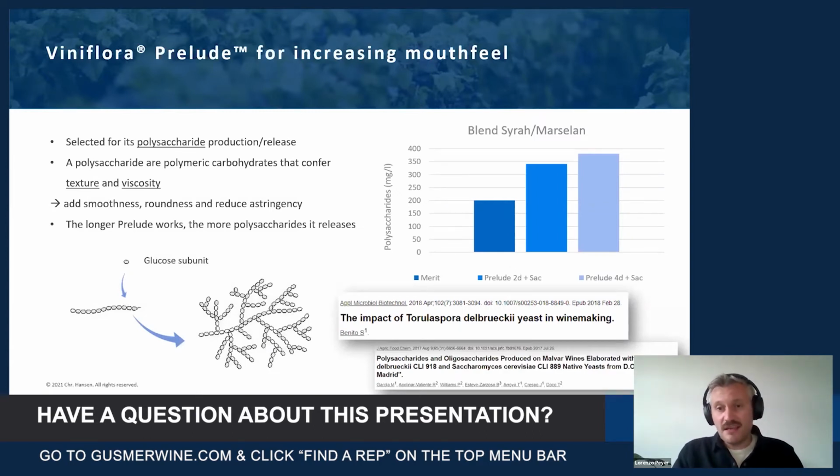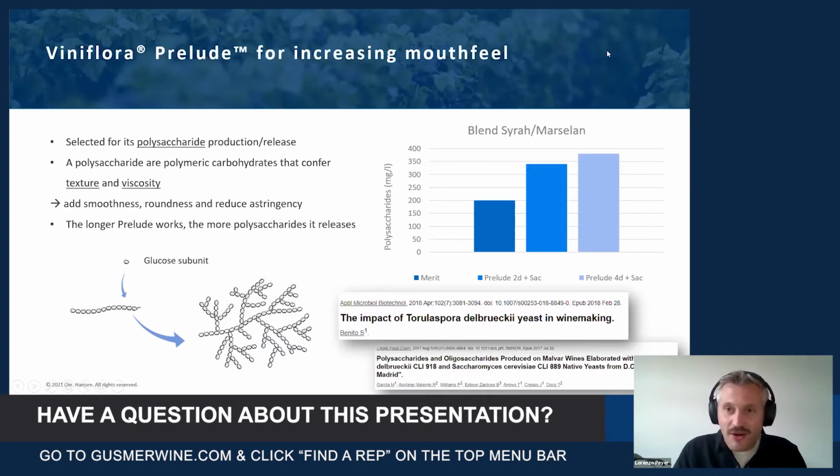Prelude is very good in releasing polysaccharides called mannoproteins. And this is linked to the effects of a strain-based feature: this Torulaspora delbrueckii strain releases these mannoproteins throughout the growth while budding, so by creating new daughter cells, but also during autolysis. And these mannoproteins confer a certain roundness. They increase the mouthfeel of your wine.